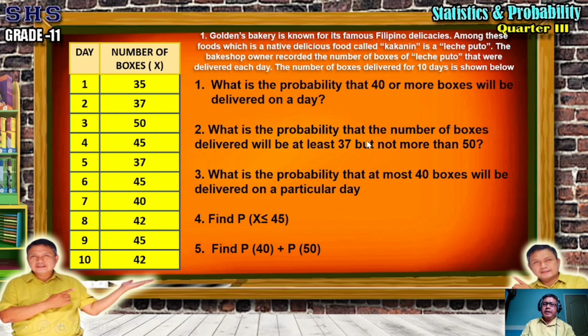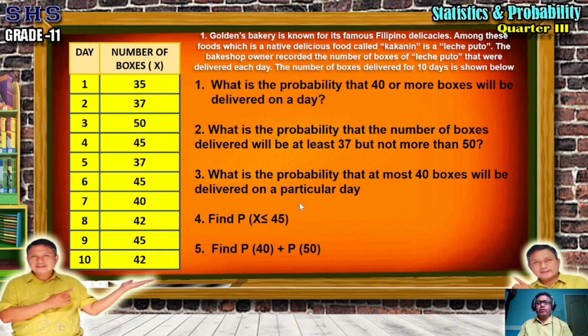What is the probability that the number of boxes delivered will be at least 37 but not more than 50? Number 3. What is the probability that at most 40 boxes will be delivered on a particular day? Number 4. Find the probability where x is less than or equal to 45. And number 5, find the sum of the probability of 40 and the probability of 50.